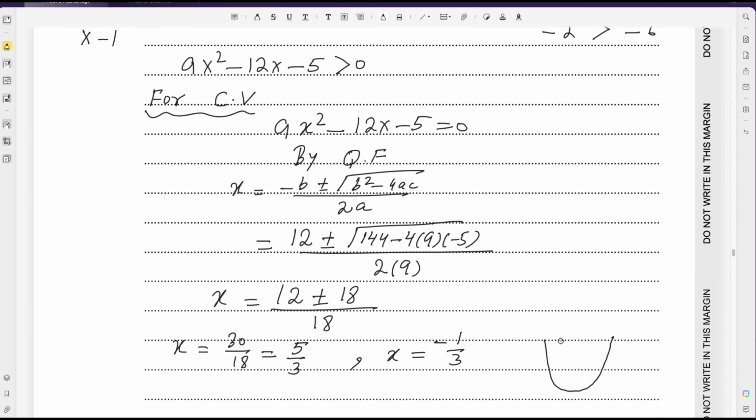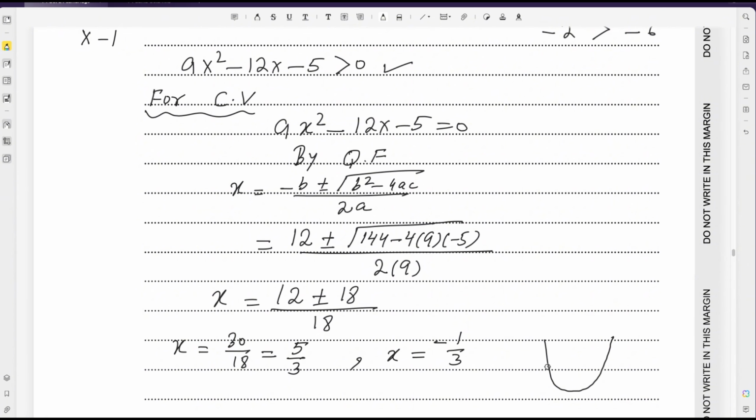If the value of the coefficient of x square is positive, we get a U-shaped graph, and if the coefficient of x square is negative, we get an n-shaped graph. Got it? In this case, because our inequality is this one, we'll have a U-shaped graph like that. Now you have to put the critical values here.